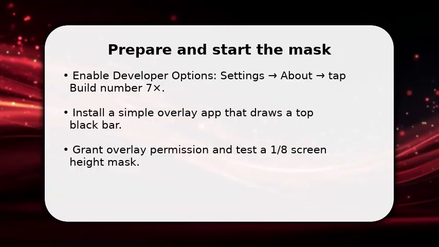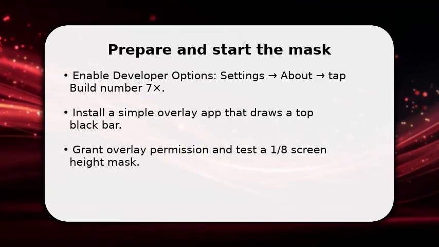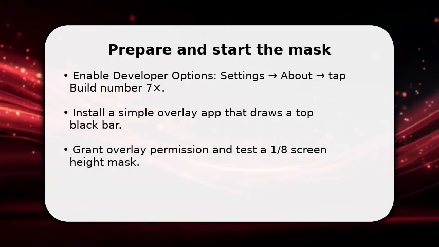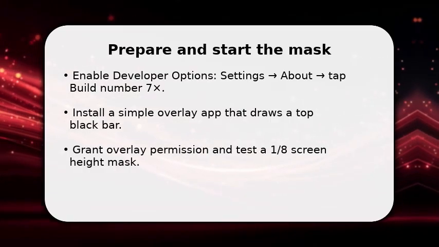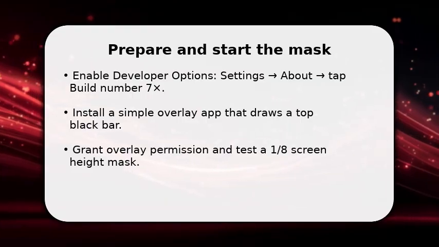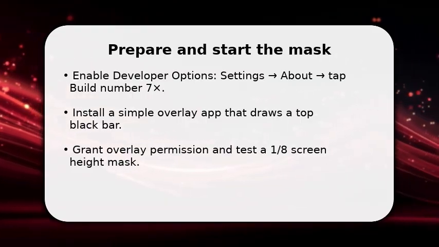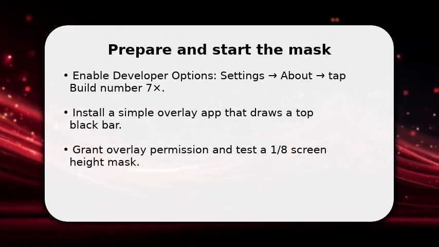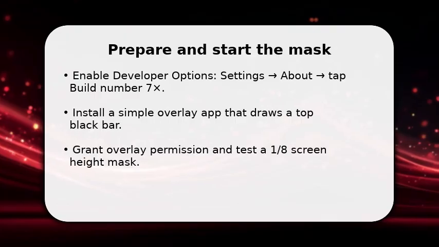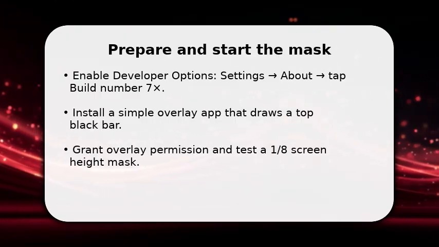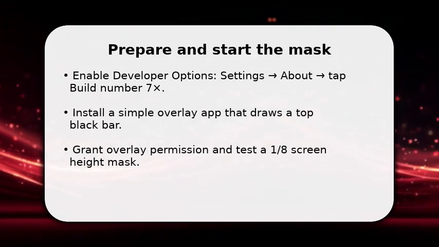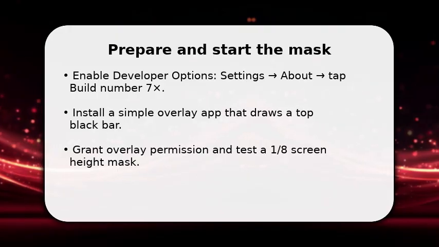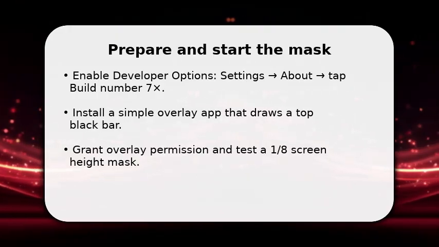You begin by unlocking developer options and installing an overlay app that can draw a fixed black bar over the top. Enable developer options in Settings, then give the app display over other apps permission. Next, set a conservative mask height, about 1/8 of the screen, and center it over the dynamic island area so it visually hides the cutout. This gets you started immediately and avoids fiddling with game settings yet.